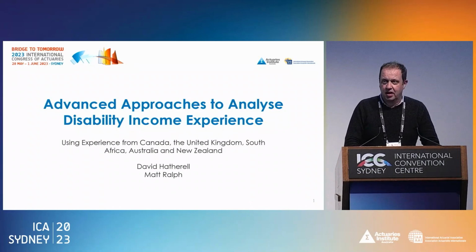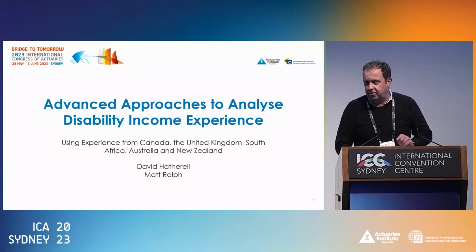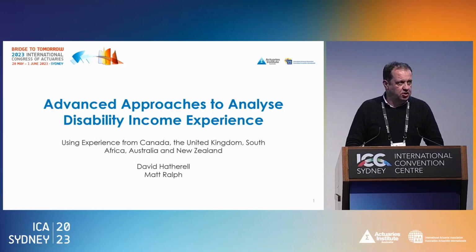Some of you may not know what DI is, so before I start, just very quickly, DI insurance is simply a product that provides an income stream to individuals who've become disabled and who have bought the cover. It's a very common form of cover in several countries, in particular in Australia and New Zealand. It forms a large part of the individual insurance market.